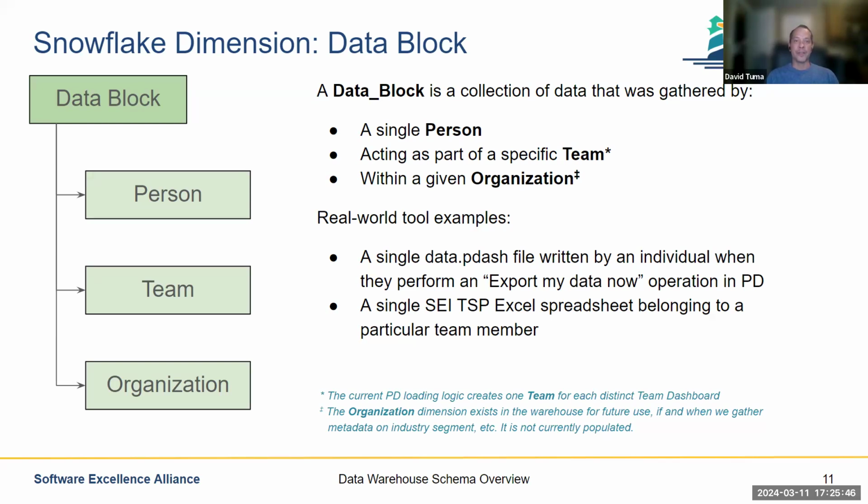That P-dash file would then become a data block, or there would be a data block in the warehouse to represent that P-dash file. Similarly, if you were using the TSP Excel spreadsheet from the SEI, each person on the team has one spreadsheet that they're using to capture their actual data, their defects, et cetera. That spreadsheet would be a data block. And so the data block dimension would have a row in it for each one of those real world things. And then that row would have pointers to person, team, and organization.